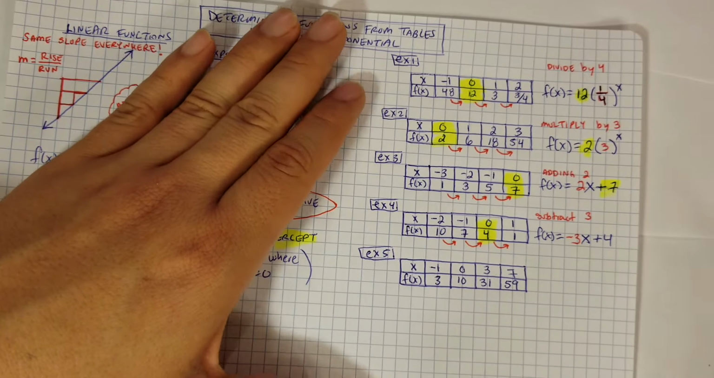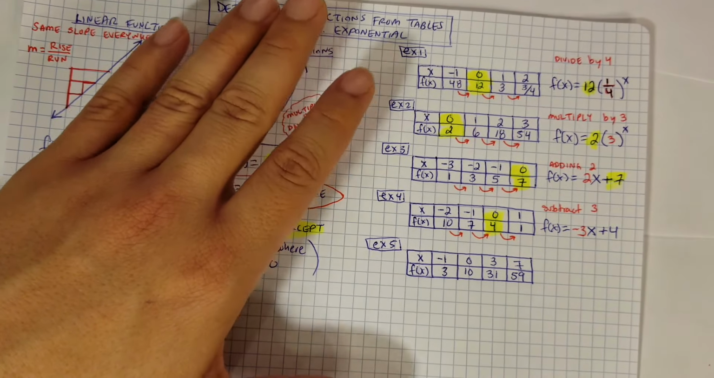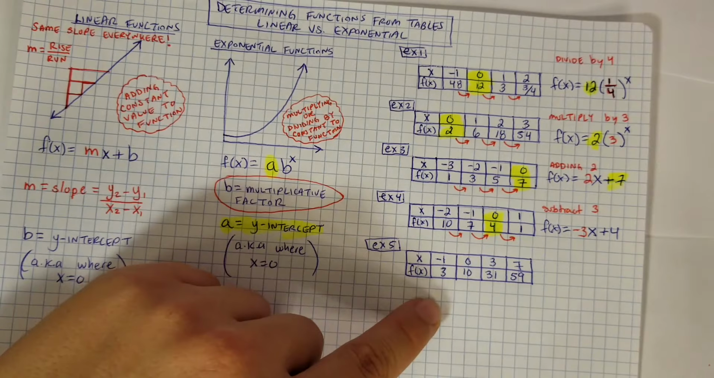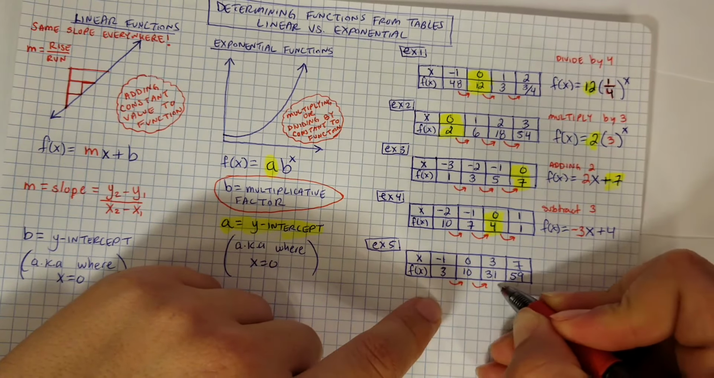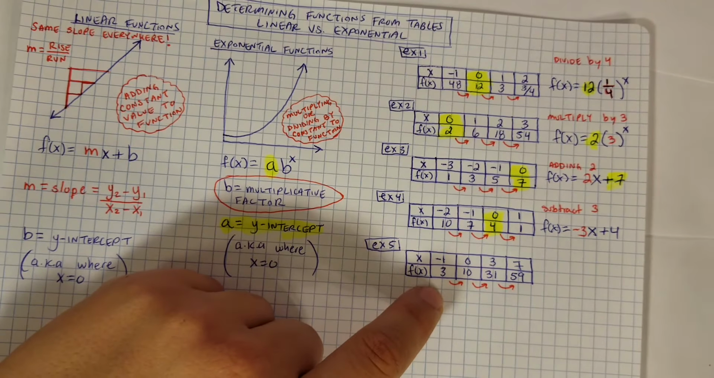Okay, and then the very last one. The reason why I made it the last one is because it's hard to figure out the pattern, right? So let's check it out. So 3 turns into 10, 10 turns into 31, 31 turns into 59. Wait a minute. Okay, let's check.